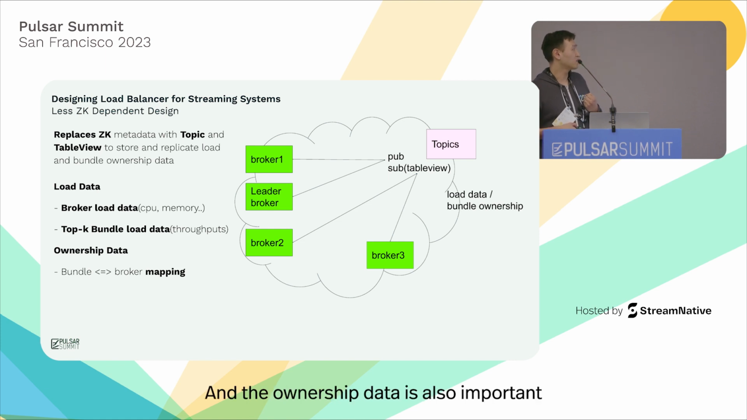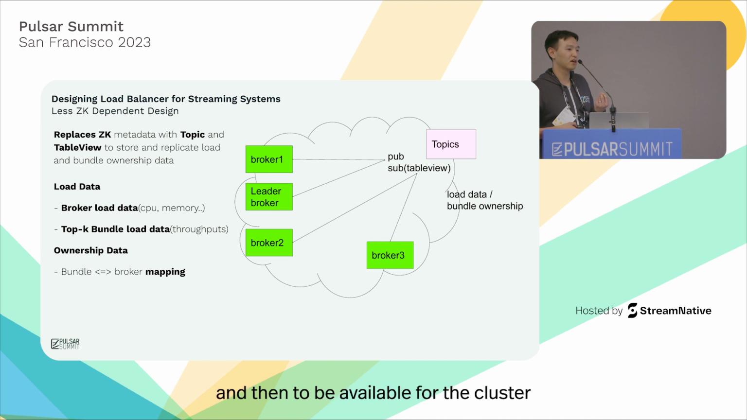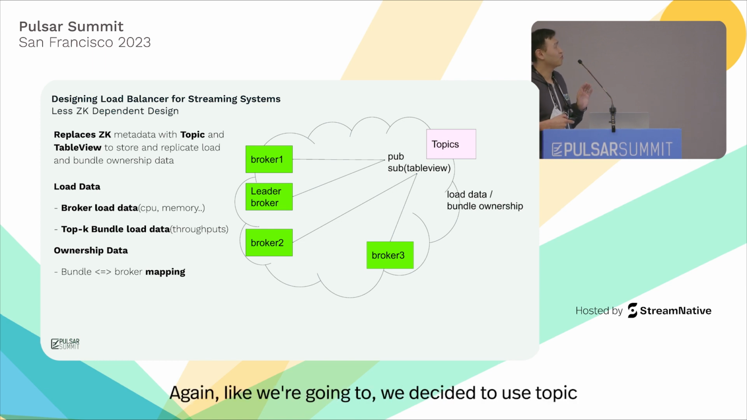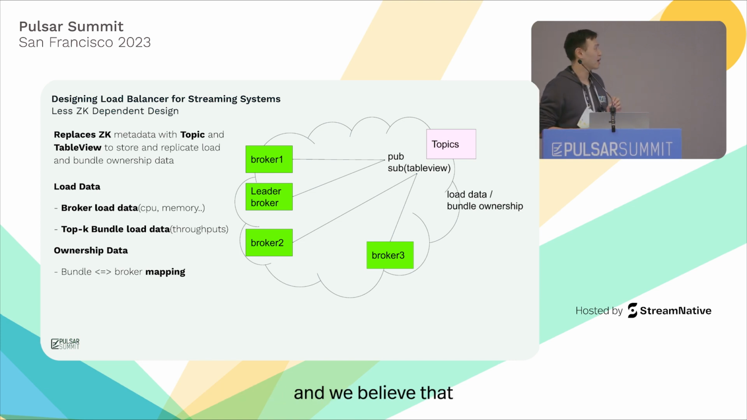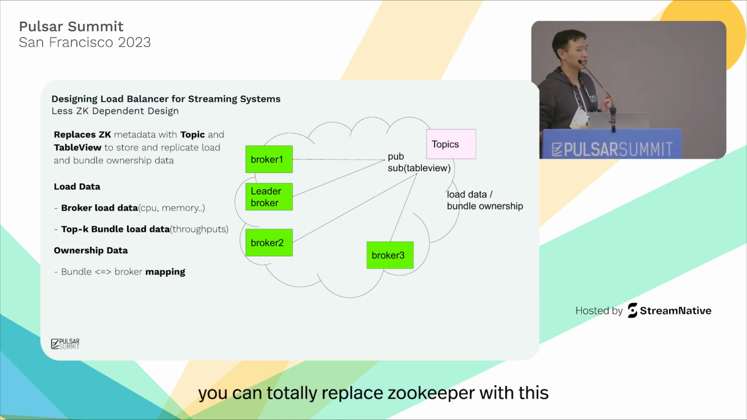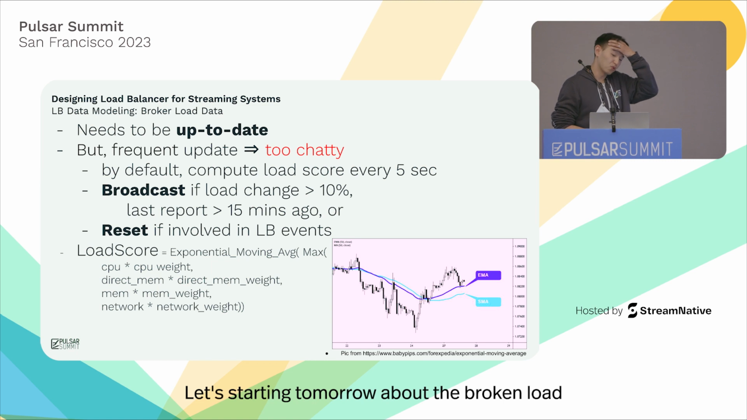Ownership data is also important because we need to discover the owner broker of the bundle or topic. These two data sets need to be stored somewhere and be available for the cluster. For these two, again, we decided to use topic and table view, which are native Pulsar components, and we believe that we can totally replace ZooKeeper with these native components. Let's dive into more about the broker load data first.